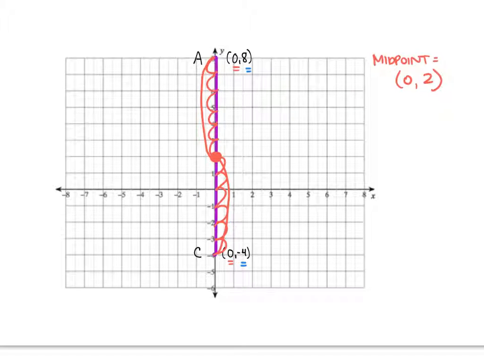Hopefully what you notice is, again, this is the average. So 8 plus -4, which is 4, divided by 2 is 2, which is the y coordinate of the midpoint there.